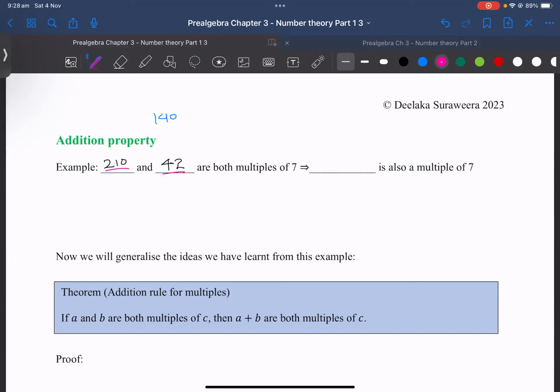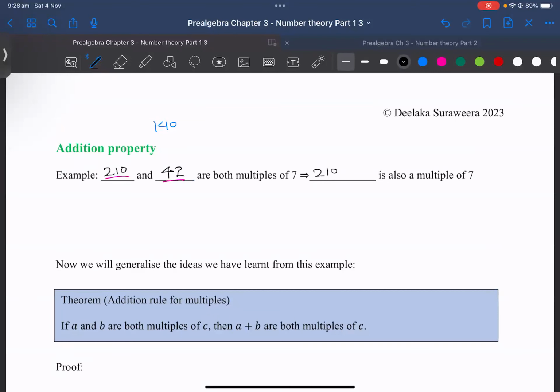I'm going to make a claim. I'm going to say 210 plus 42 is also a multiple of 7. Do you think it's correct for me to say that? Yeah, because 210 is already a multiple, and if you add a multiple to it, it'll still be a multiple. Because 210 is 7 times 30, and 42 is just 7 times 6, it'll be 7 times 36. Yeah, very good, and that's the key idea. You have 7 times 30 plus 7 times 6, and if you realize the 7 is common to both, you can factor it out.